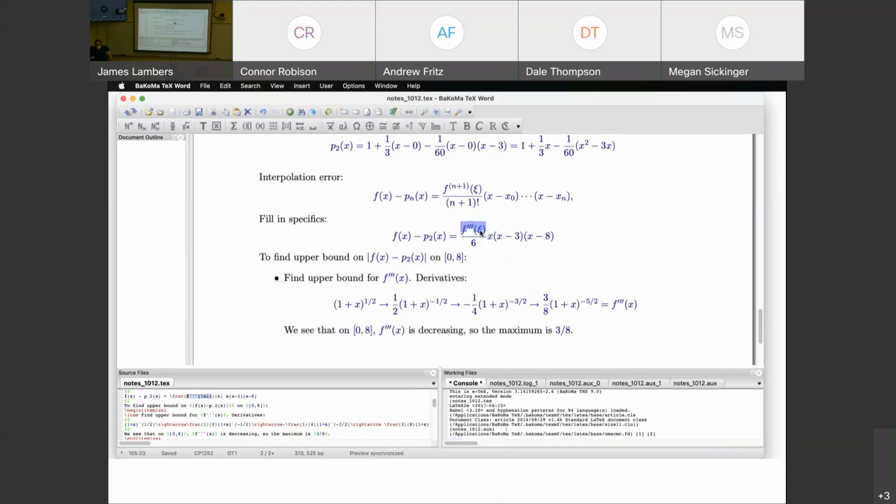Now, c is an unknown point between 0 and 8, because that interval contains the interpolation points. But we know that 3/8 is a valid upper bound for this part. And really, based on the information we have, we can't do any better than that. That's the sharpest bound we can realize. So, questions about that part?